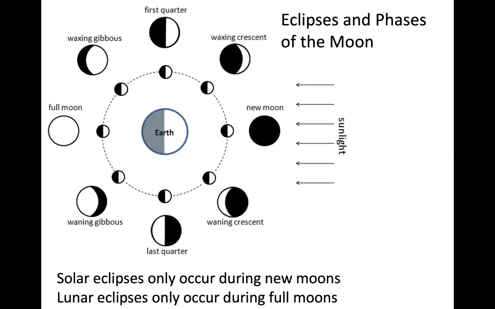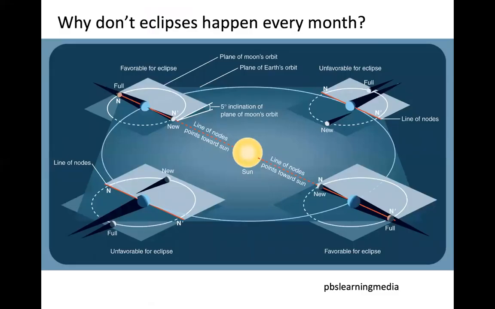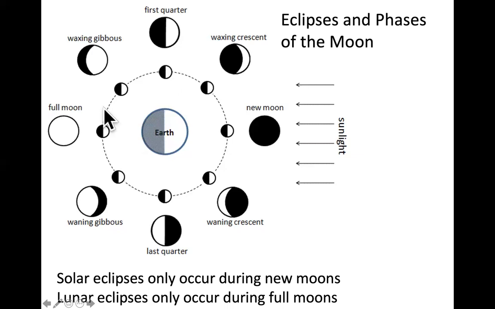Now, the last thing I want to highlight is a limitation of these kinds of drawings. This kind of drawing suggests that every time there's a new moon, the moon is here, there should be a solar eclipse. And every time the moon is on this side and there's a full moon, there should be a lunar eclipse. That's not the case. If that were the case, we would have solar eclipses every month, and they wouldn't be as special as they are.